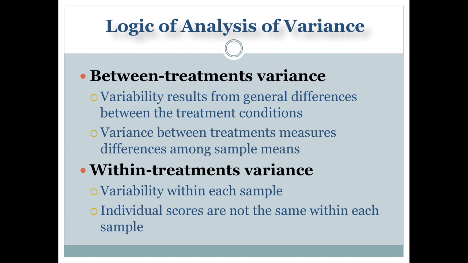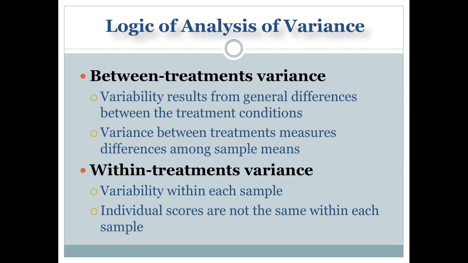Okay, so you have a couple different variances that you're looking at. You're looking at between and within, right? So between treatment variance is the variability that results from the general differences between the treatment conditions. And the variance between the treatment conditions measures the differences among those sample means, versus the within treatment variance, or the variability within each sample.